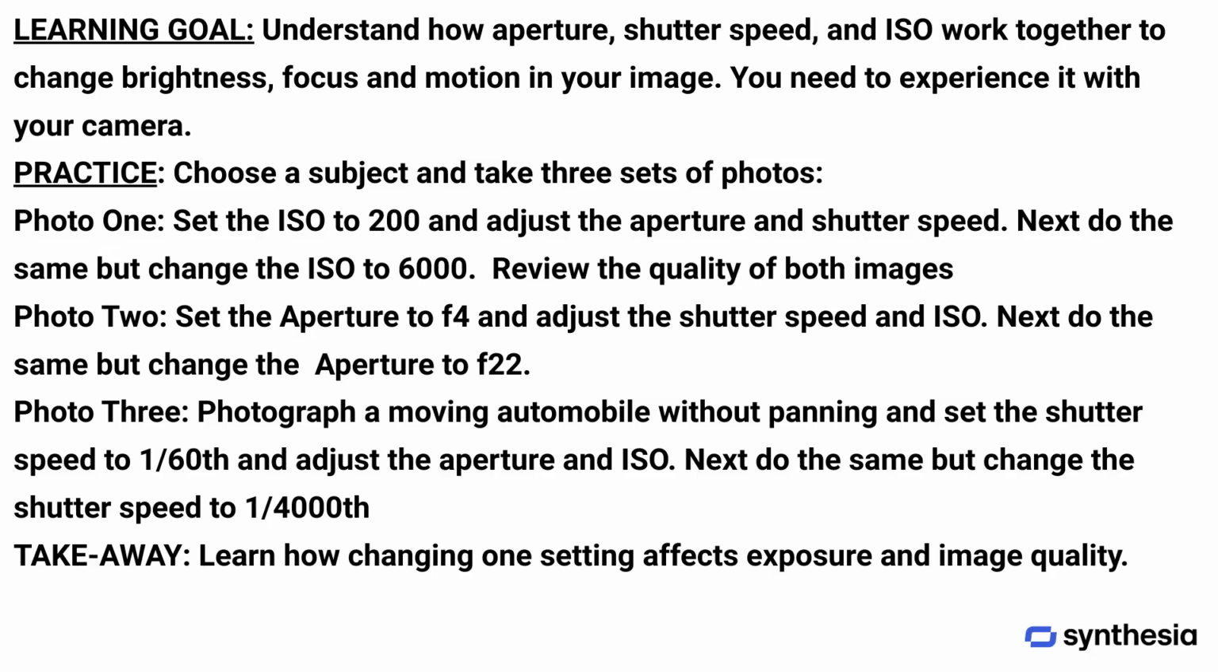Photo 1, in a well-lit area, preferably outside, set the ISO to 200 and adjust the aperture and shutter speed to the center point in your light meter. Next, do the same, but change the ISO to 6000. Review the quality of both images.